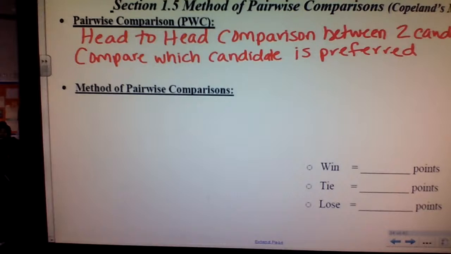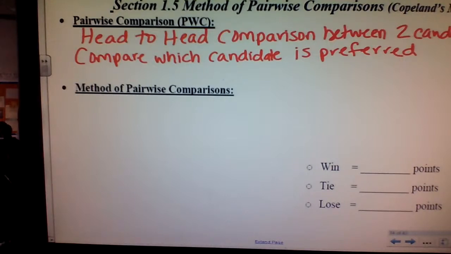Who's my winner? Raul, he won the most matchups. So once you compare all of your matchups, you start counting up. Raul won 3. Zane won 1. Cynthia won 1. And Sienna won 1. Raul is my winner. If you had to put them in first, second, third, and fourth, Raul would be in first, and Zane, Cynthia, and Sienna would all tie for second. It is okay to have a tie at the end.